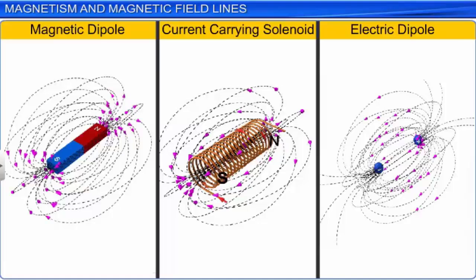If the number of field lines passing normally through a given area is large, then the field is considered to be strong. It is similar to the strength of an electric field. If the number of field lines passing normally through the area is less, then the magnetic field is considered to be weak.